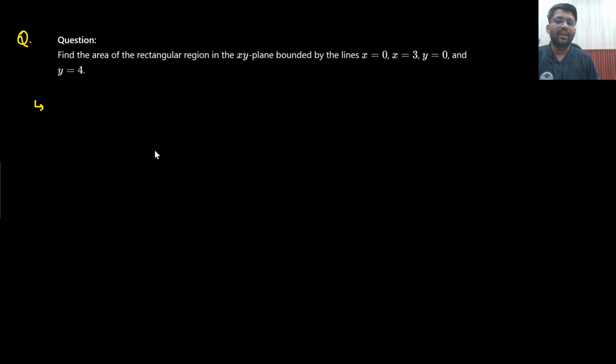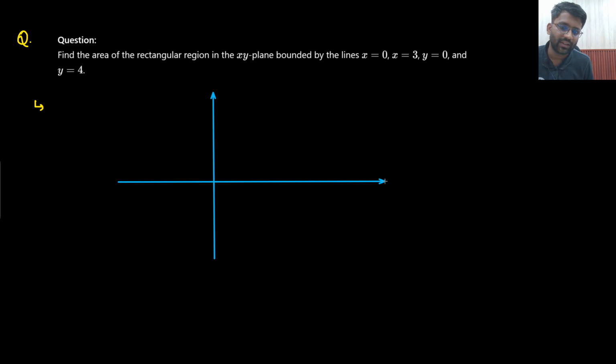Let's see this question. Find the area of the rectangular region in the xy plane which is bounded by the lines x equals 0, x equals 3, y equals 0, y equals 4. Can you draw all these four lines? Absolutely, sir. I need to make the xy plane and draw these lines. This is your x-axis. This is your y-axis.